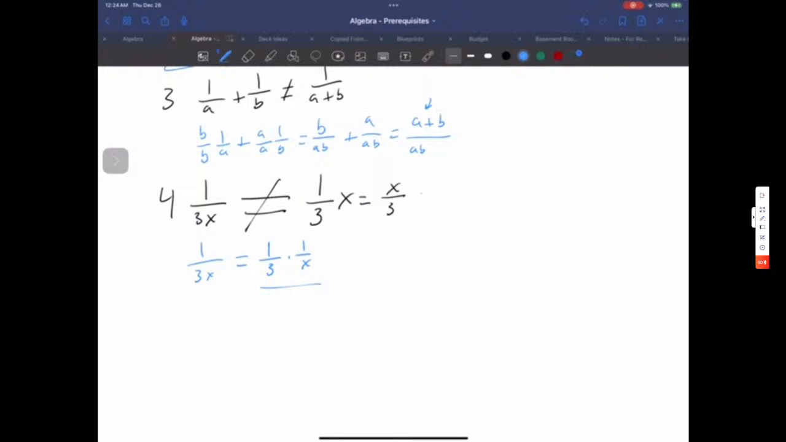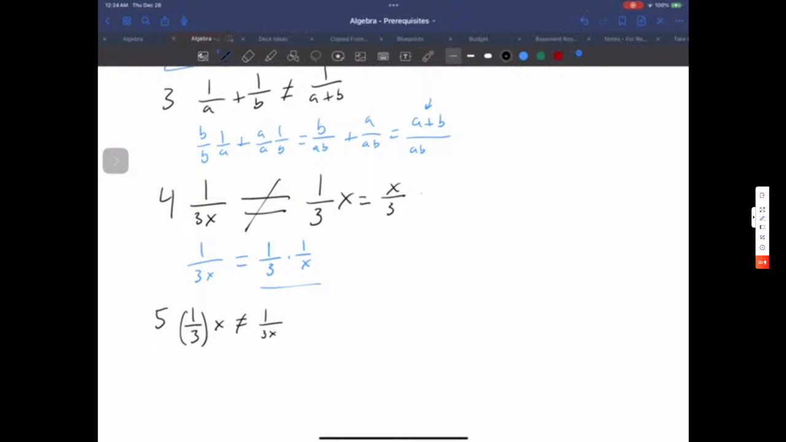Okay, so that's that one. Then you have here, it's the reverse of that error, right? So you have 1 over 3 times x is not equal to 1 over 3x.